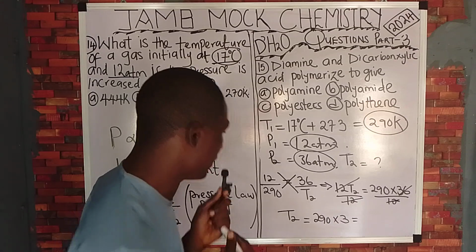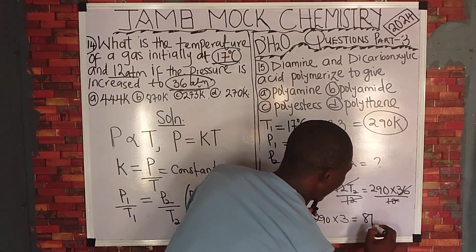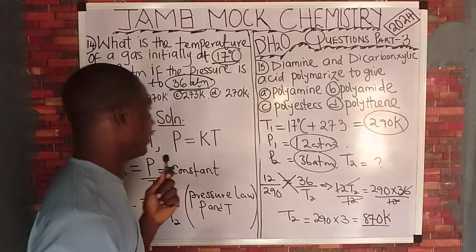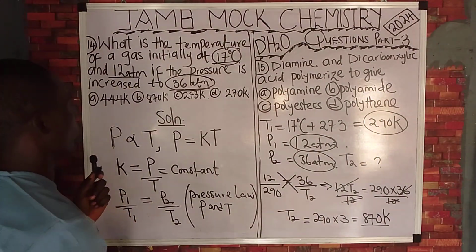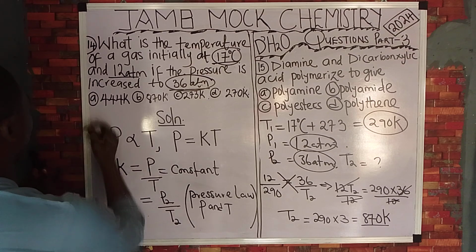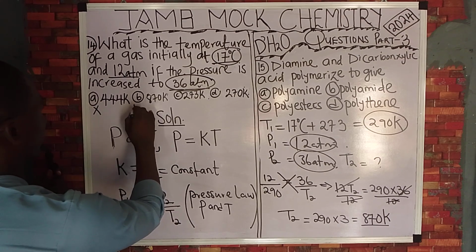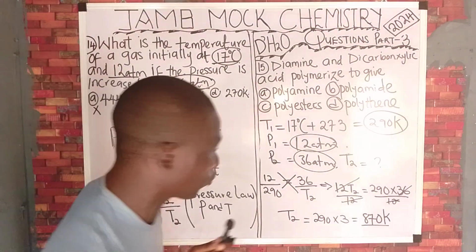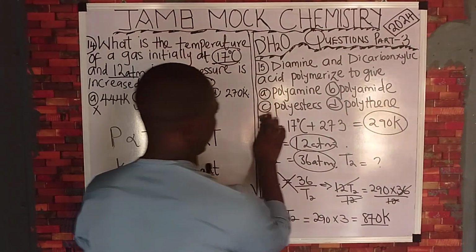Wow, our answer is 870 Kelvin. So if you look at the options, you'll see that the option is not A, but the option is B. Now, that's great. Let's quickly take question number 15.